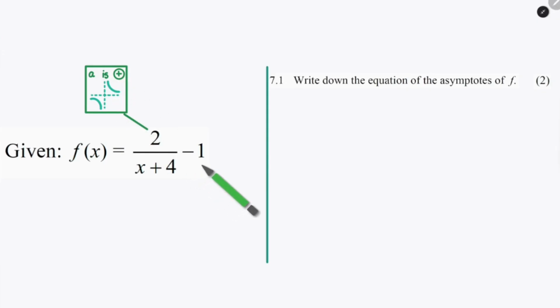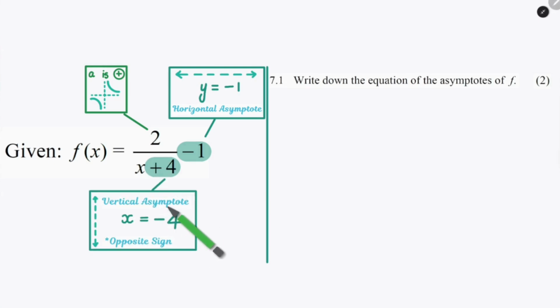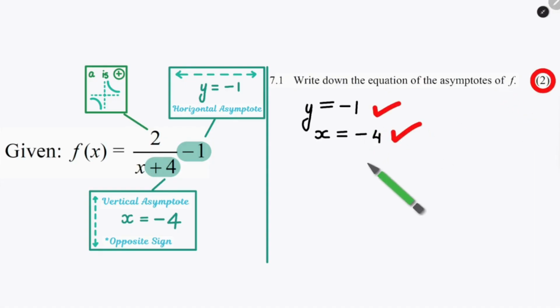If I analyze this number at the end, that is going to be my horizontal asymptote that goes left and right. And if I analyze this at the bottom over here, that will be my vertical asymptote. Just remember, it must be the opposite sign if it's in standard form. And from that, the equations of the asymptotes: this equation here, y equals -1, and it's this one here, x equals -4. And you can see here, asymptotes, plural, it implies there's more than one. And your 2 marks come from each equation.